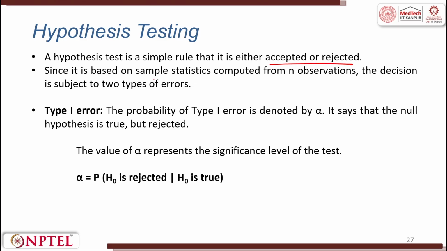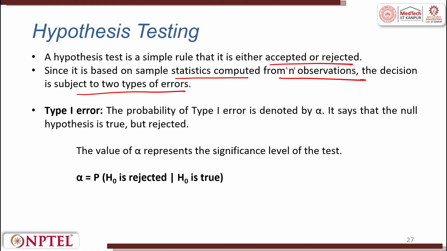Since it is based on sample statistics computed from n observations, the decision is subject to two types of errors. The point I am trying to make here is that only a small number of observations is representing the whole population. For example, out of 10,000 pieces of the nozzles, we have picked only a sample of 20. This 20 will represent the 10,000. Whatever is the outcome of testing this sample of 20 would be projected over the 10,000 pieces. The whole lot would be either accepted or rejected based upon this.